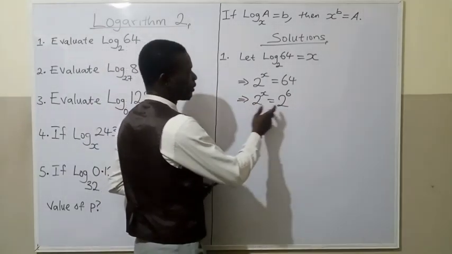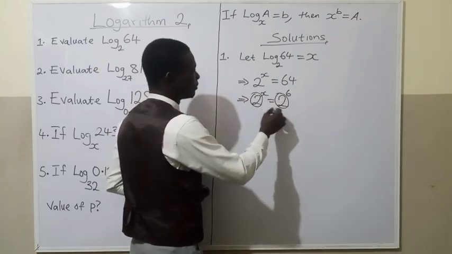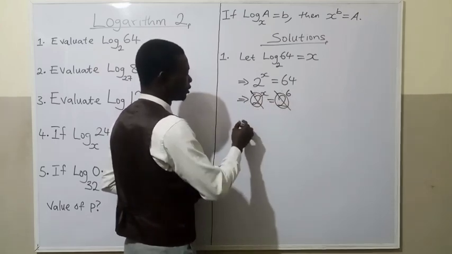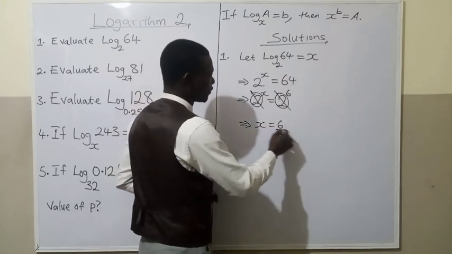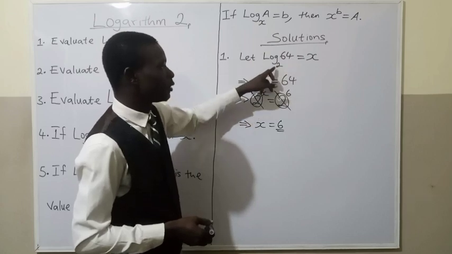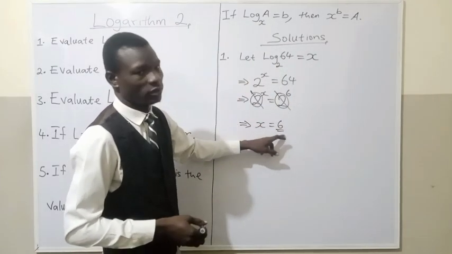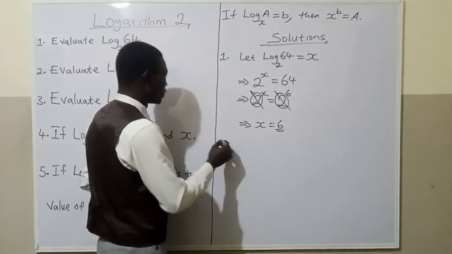Now, if 2 raised to power x equals 2 raised to power 6, of course, we can see that these two bases are exactly the same, so they can cancel out. That implies that x will be equal to 6. So it means that when we evaluate log 64 to base 2, it's going to give us 6. So that is question number 1. So we go to number 2 very quickly.